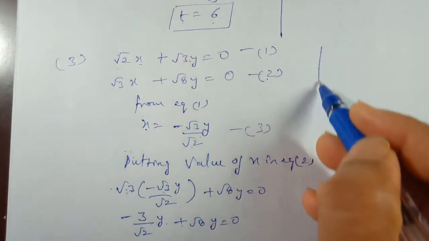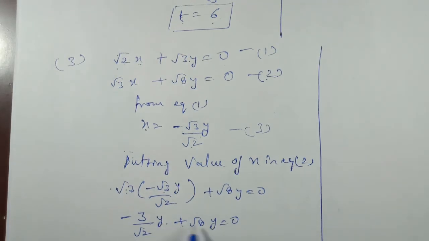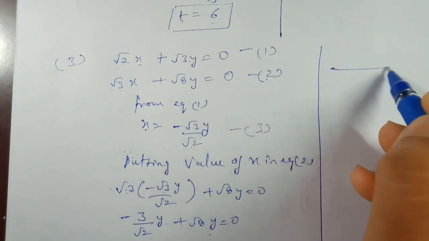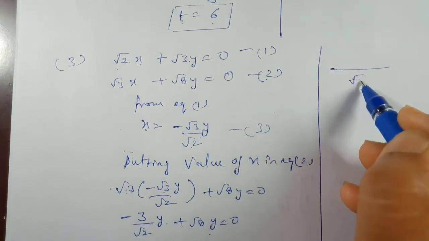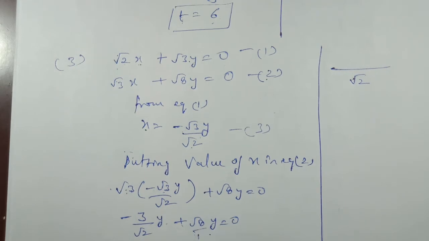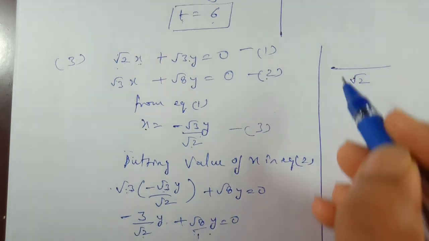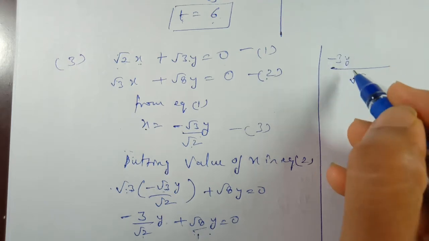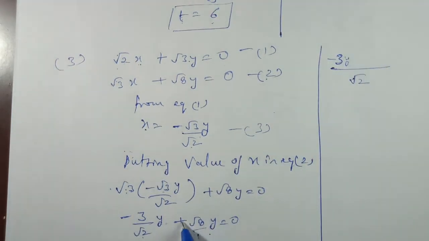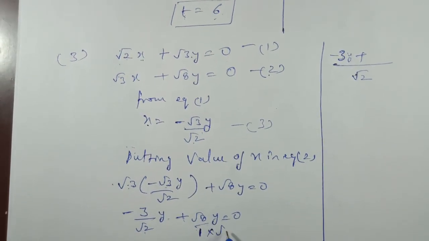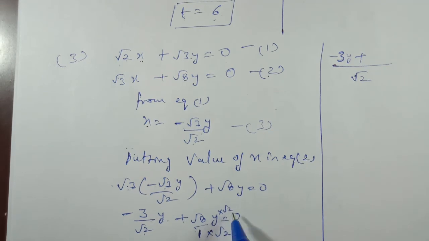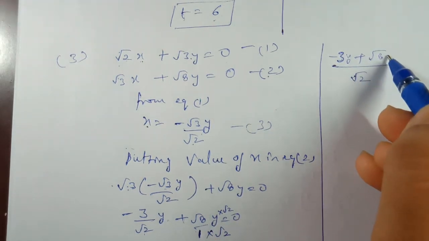Then both are y terms, means like terms, we can calculate them. How are we going to calculate them? We're going to take the LCM. When we take the LCM, we'll get root 2 over here, because here the denominator is 1. This is already in root 2 form, so its numerator will be minus 3y. This is minus 3y, and this is a plus sign. Here the denominator is 1. For making it root 2, we have to multiply it by root 2. So the numerator will also be multiplied. So root 8 into root 2.